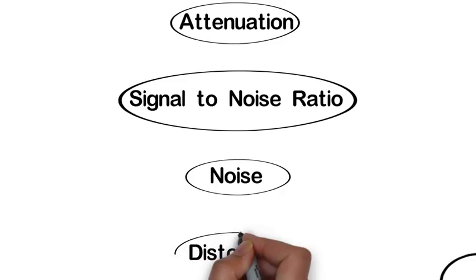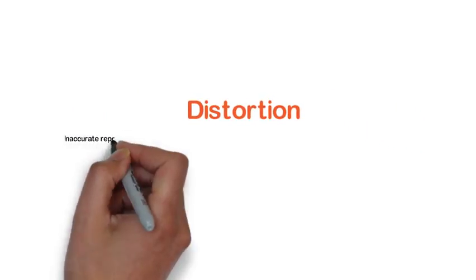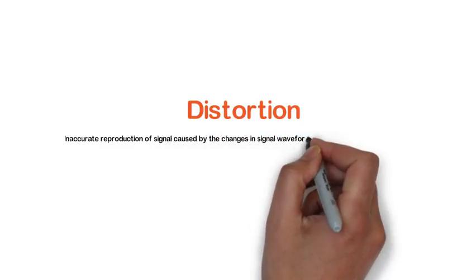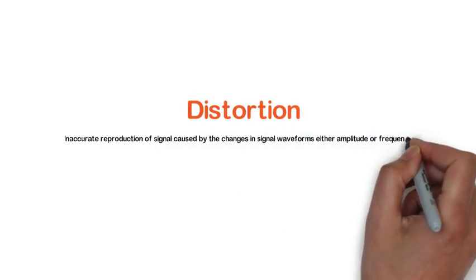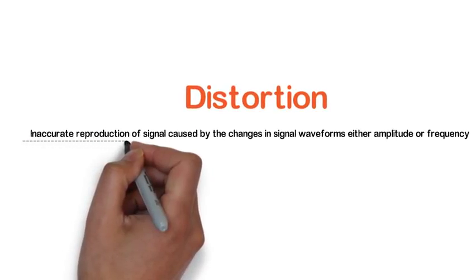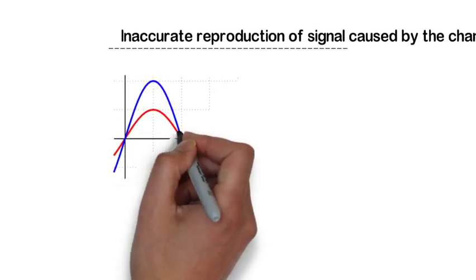The next impairment is distortion. Distortion means inaccurate reproduction of a signal caused by changes in the signal's waveform, either amplitude or frequency. As the term says, inaccurate reproduction, let's say this is an example.